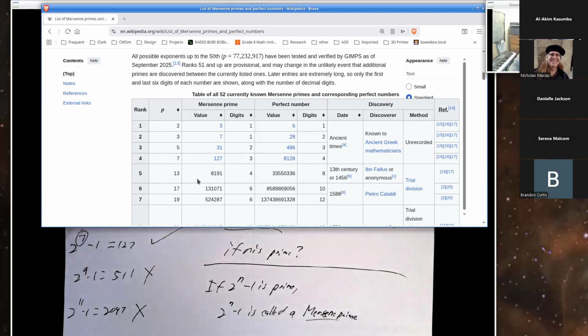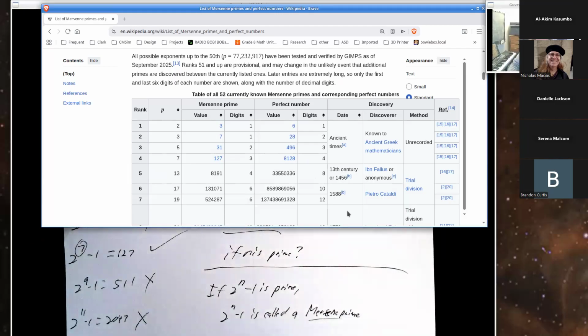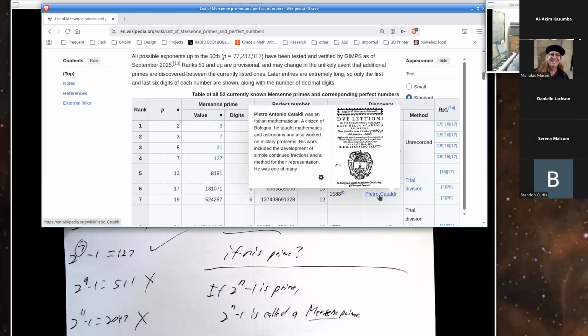2 to the 13th was recorded in the 13th century. This was when Europe was coming out of the Dark Ages, but the rest of the world was developing algebra and algebraic manipulations, and were able to do large calculations like this. And so with trial division, they found that 8,191 was prime. In the late 1500s to the 17th to the 19th, also discovered through trial division. So the Italians are getting in on this now.